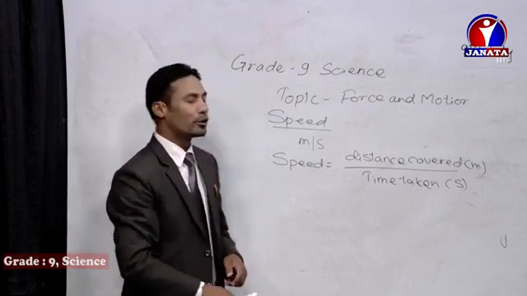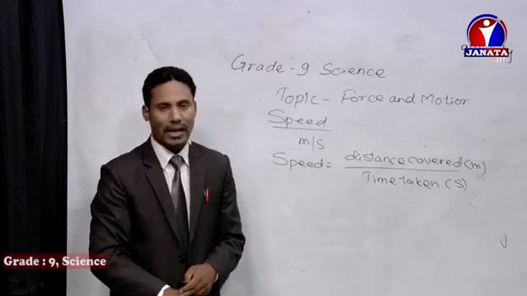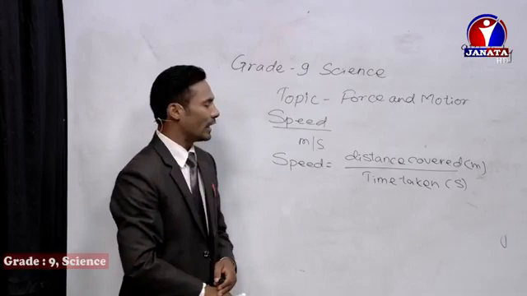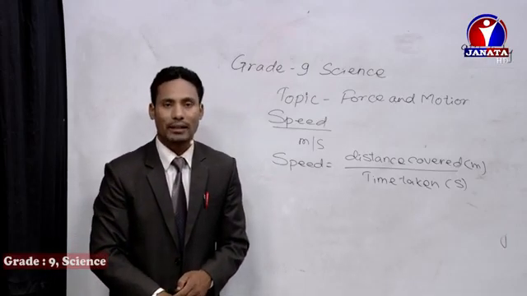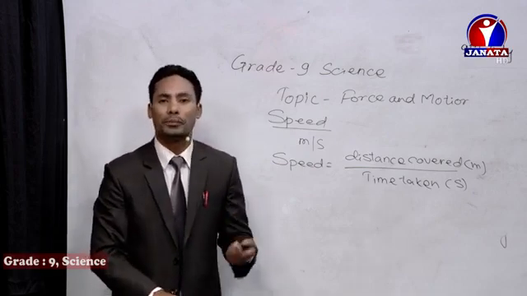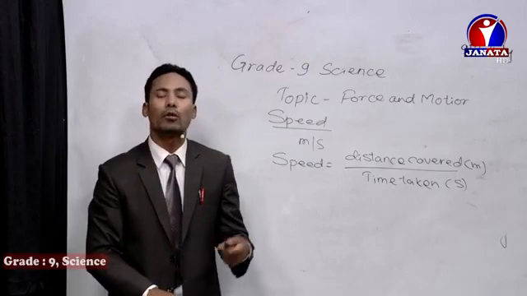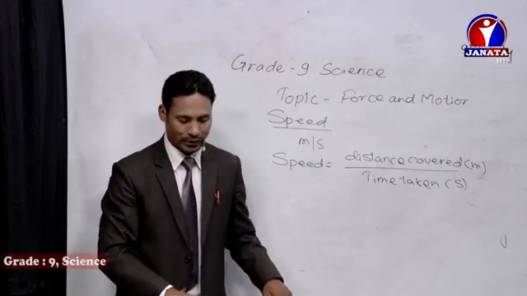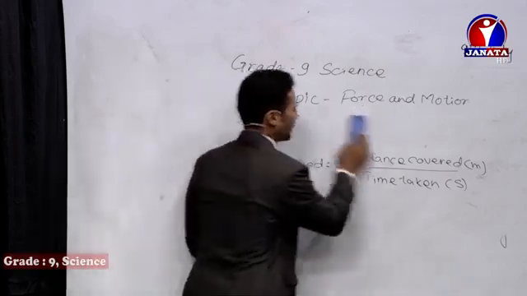And there are two kinds of speed. One is called the uniform speed, and another is called the non-uniform speed. Uniform speed means if the equal distance is covered in the equal interval of time, then that is called the uniform speed. And if the unequal distance is covered in the equal interval of time, then that is called the non-uniform speed.